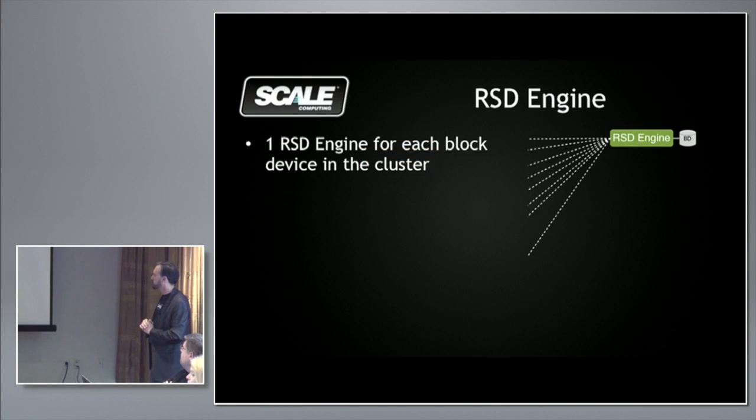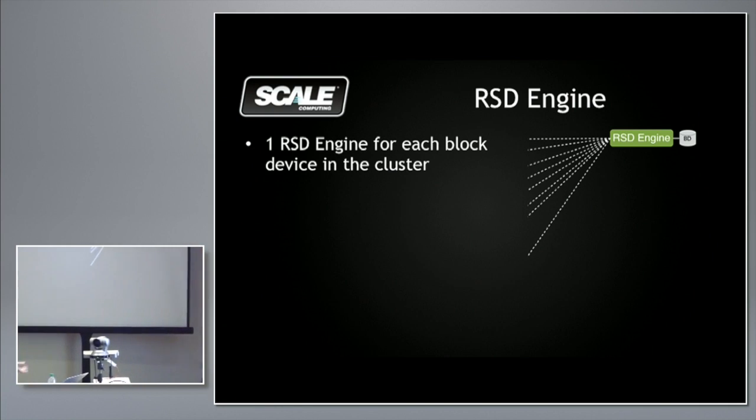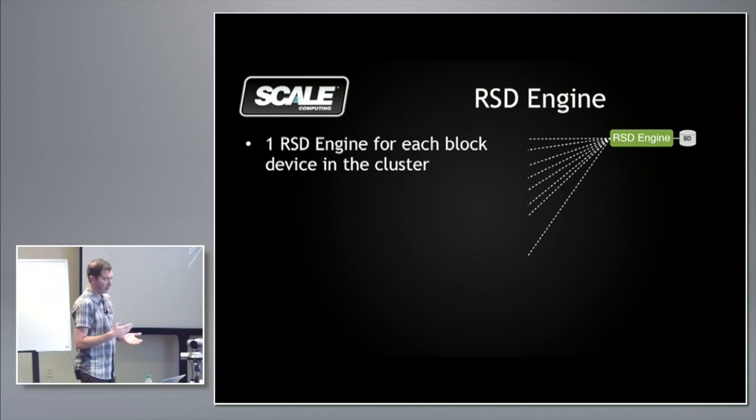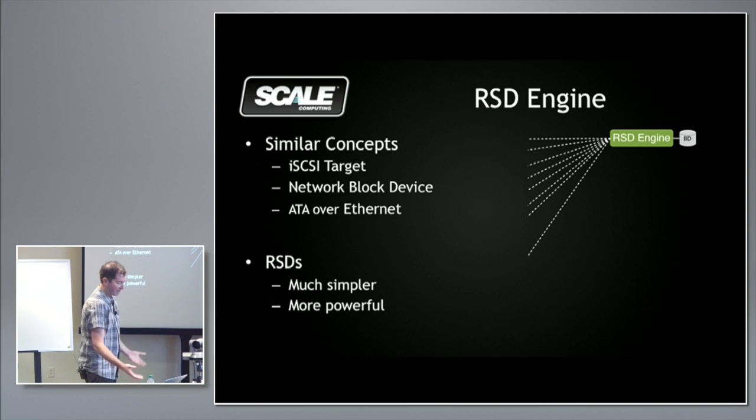So, the RSD engine. As we mentioned earlier, there's one of these for every single block device in the cluster, every hard drive, every SSD. To explain this, you can think of it like an iSCSI target or a network block device. We've done some unique things though that make this a little bit interesting.